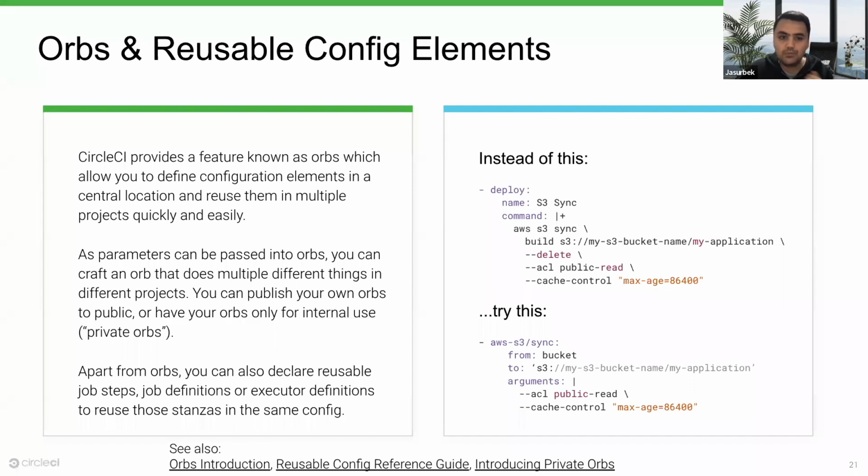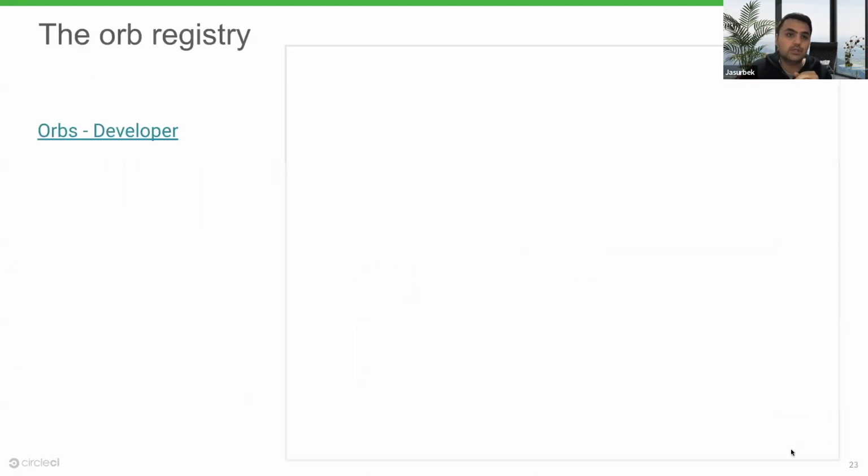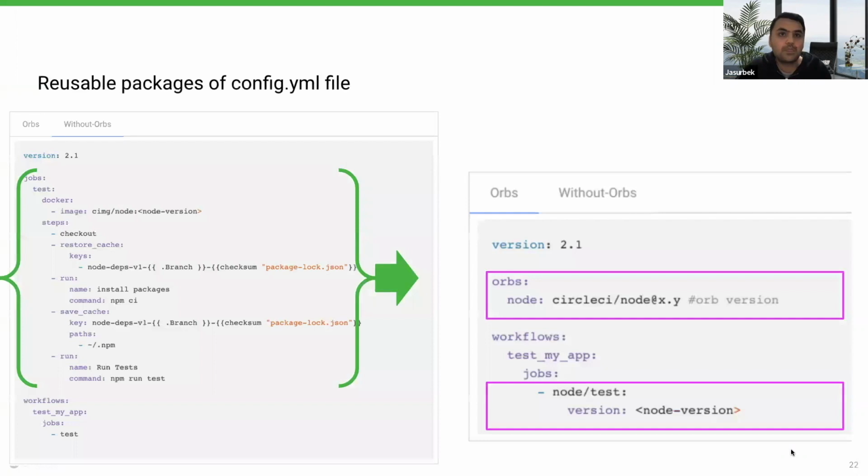So how do orbs help to optimize your CI/CD? The first one is that it makes your configuration file neat. It minimizes your config file. For example, in this example, the CircleCI node orb is used. The left side is without the orb, and the right side is with the orb.